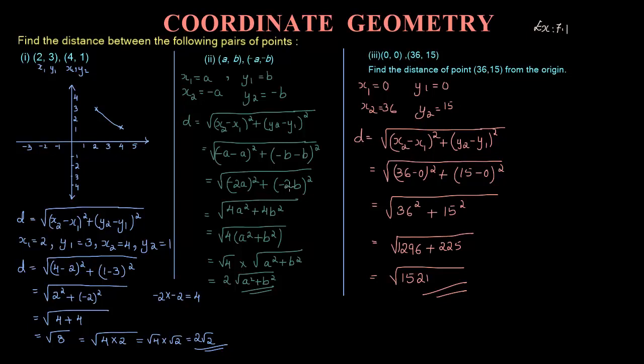So that's it for today's class. In the next class, we will be understanding if the points are collinear or if the points are forming an isosceles triangle, if points are given to you in the coordinate system.